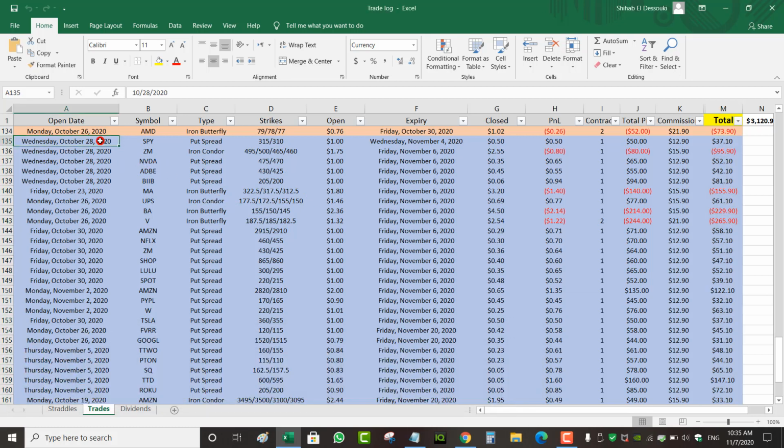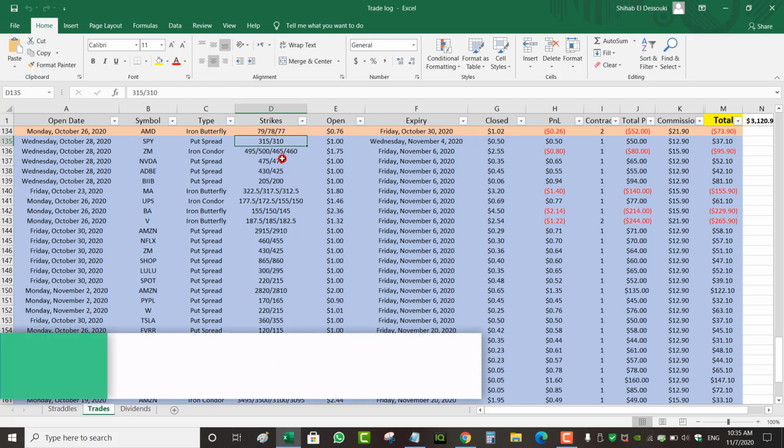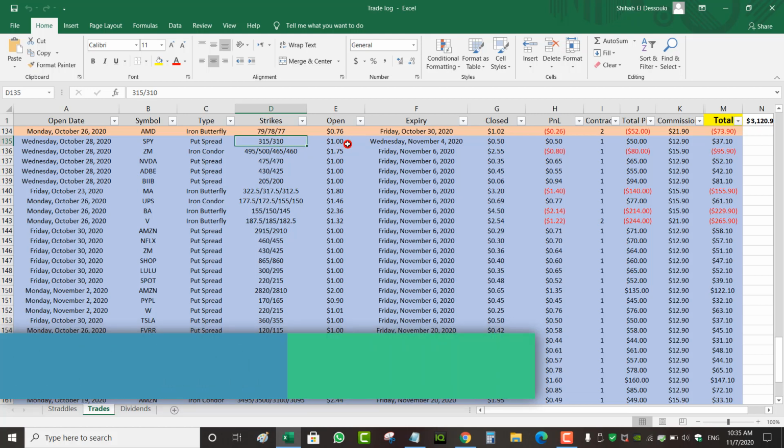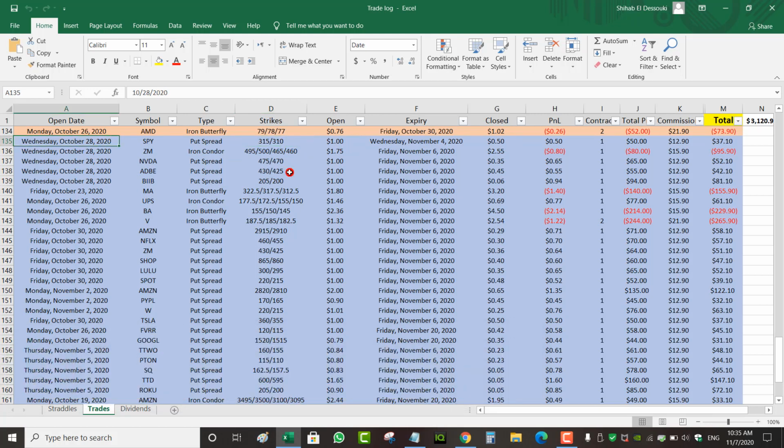Wednesday, October 28th, so the previous week, I had opened a SPY put spread expiring Wednesday, November 4th, one day after the elections, at a 315, 310 strike, collecting $1. I was able to collect $1 because there was a day where the SPY dropped hard, which was on Wednesday. But I closed it early, for 50 cents, before the elections.